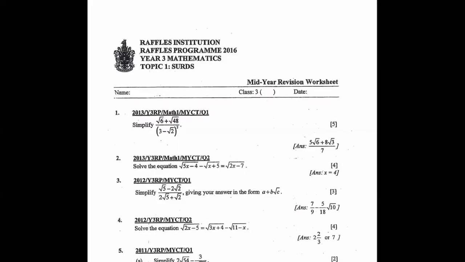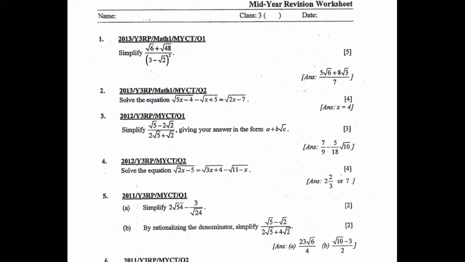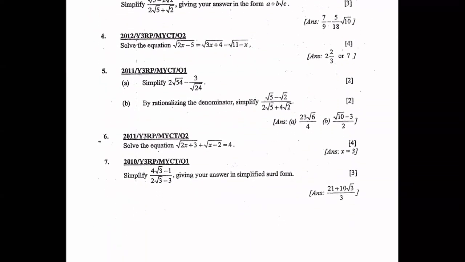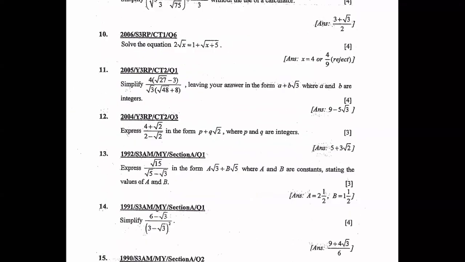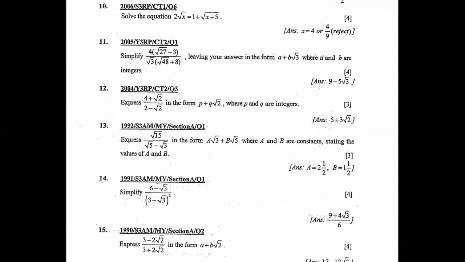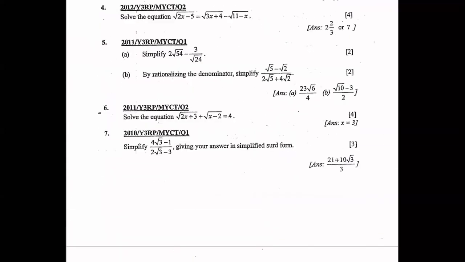Have we gone through number 3? Topic 1 surds mid-year revision. I don't think so. Okay, then I'll go through that. This one? Have we done it? Oh wait, no. It looks very similar, but because it looks very similar, okay, I think we haven't done it. Yeah. Okay, I'll just go through it.